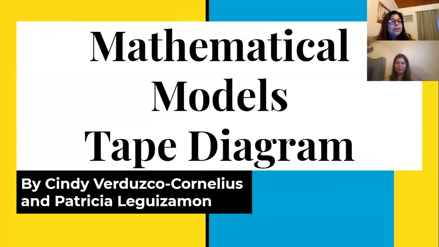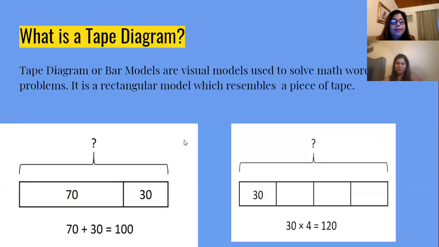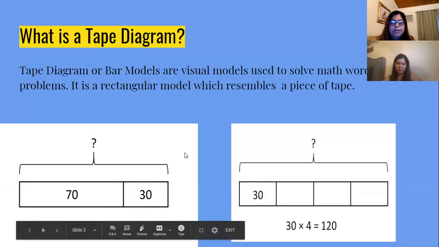We'll be doing the mathematical models tape diagram. What is a tape diagram? A tape diagram or bar model is a visual model used to solve word problems. It is a rectangular model which resembles a piece of tape. As you can see in our photos here, you could do it for addition, and you could do it as a multiplication.